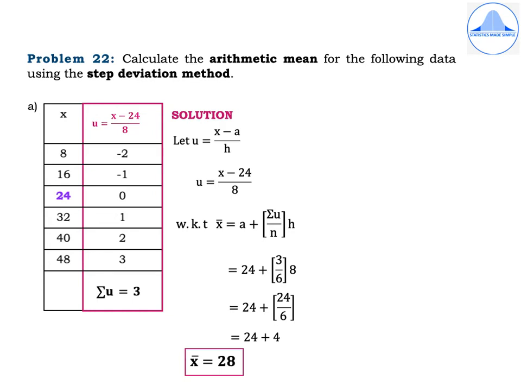Now let us write the formula of the arithmetic mean under the step deviation method for raw data. That is, we know that x bar is equal to a plus summation u divided by n into h, which is equal to 24 plus 3 divided by 6 into 8, which is equal to 24 plus 24 divided by 6, which simplifies to 24 plus 4, or x bar is equal to 28.